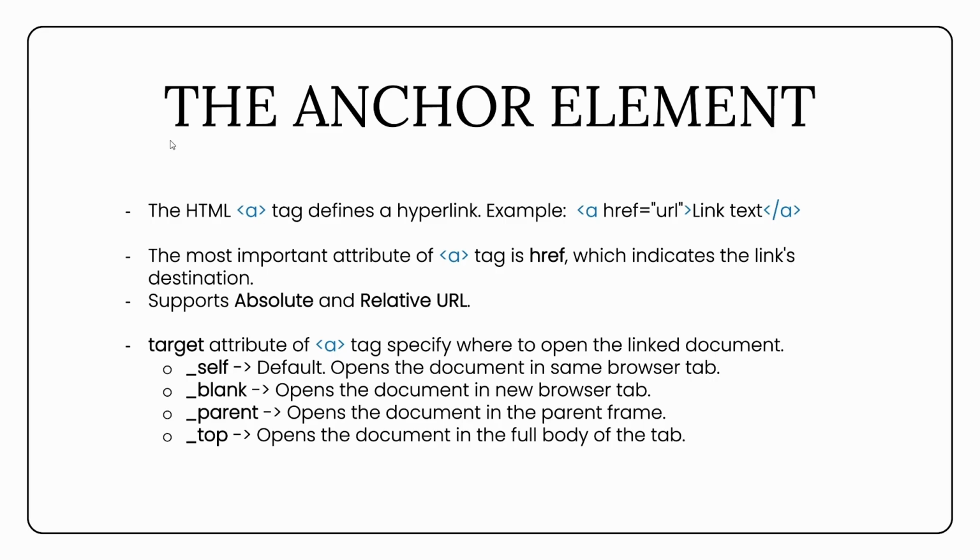First is underscore self, which is default and opens the document in the same window or tab. Then we have underscore blank, which opens the document in a new window or tab. Then we have underscore parent, which opens the document in the parent frame. And lastly, we have underscore top, which opens the document in the full body of the window.